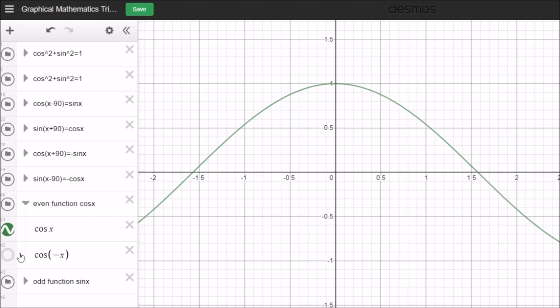And we can see here I've got cos x and we'll have cos of minus x. So cos of minus x should be exactly the same as cos of x. When I click on this, you see it just sits exactly on the top. So it's exactly the same function. So that is an even function.